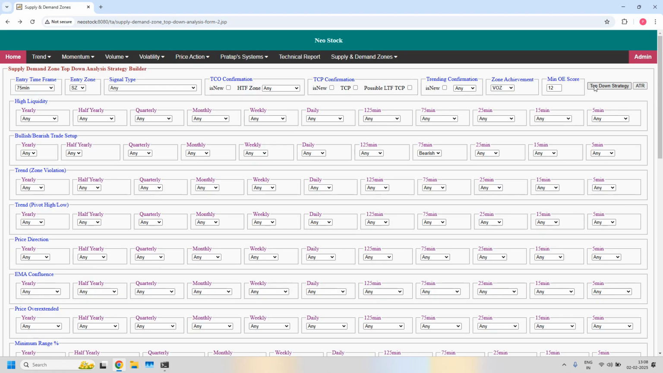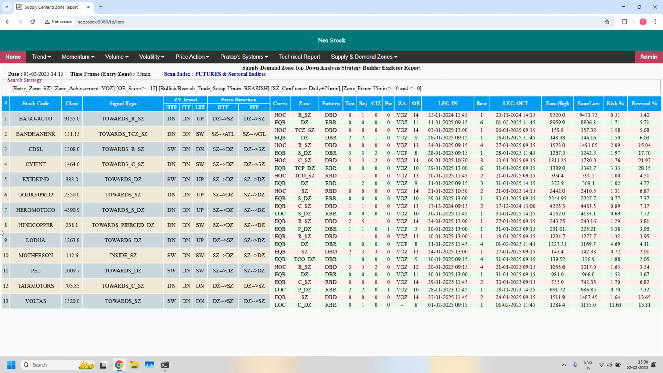So how many such stocks are available out of 16? Out of 16 we got 13 stocks. That means in all these 13 stocks, these 75 minute supply zones are part of, or overlapped with, the daily supply zone. And the daily trend is down in all these stocks, because for a bearish trade setup, ITF is always a downtrend.